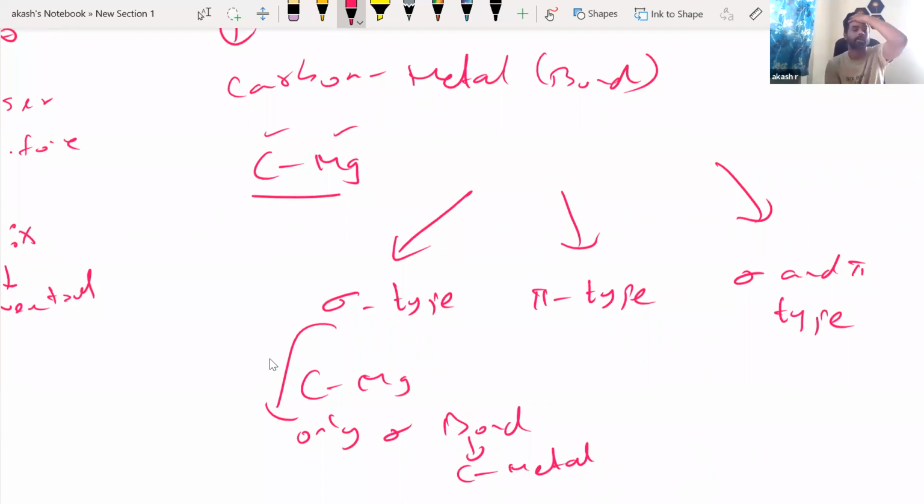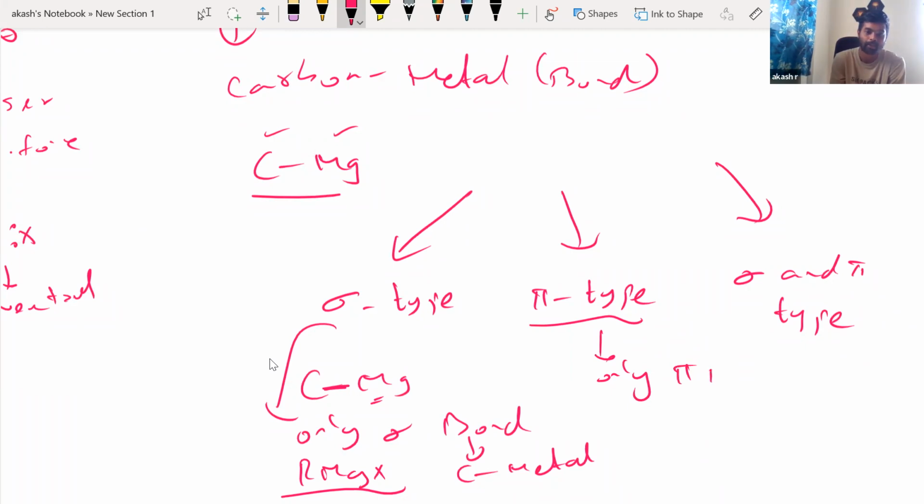If the carbon metal bond has only a sigma bond between them, those kind of organometallic complexes are going to be called sigma type organometallic compounds. We cannot say complexes, they call it sigma type organometallic compounds. So Grignard reagent is a very good example. RMgX is a very good example because you understand between carbon and Mg, they'll have only a sigma bond. Now pi type, obviously they will have only pi bonds between them.